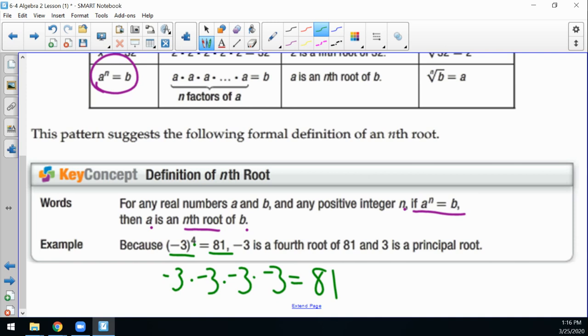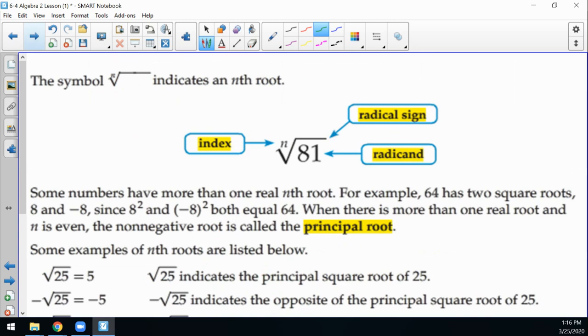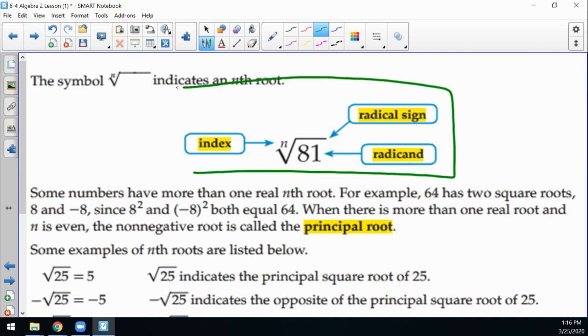Okay? And so we call 3 the principal root, it's got a special name. Now, I don't use that terminology very often, but if you ever hear that, that's what they mean, a principal root. This is something that you might want to write down in your notes. We call this the index. Index is this n right here. The radicand is what's underneath the radical sign. And again, we call those principal roots, right?